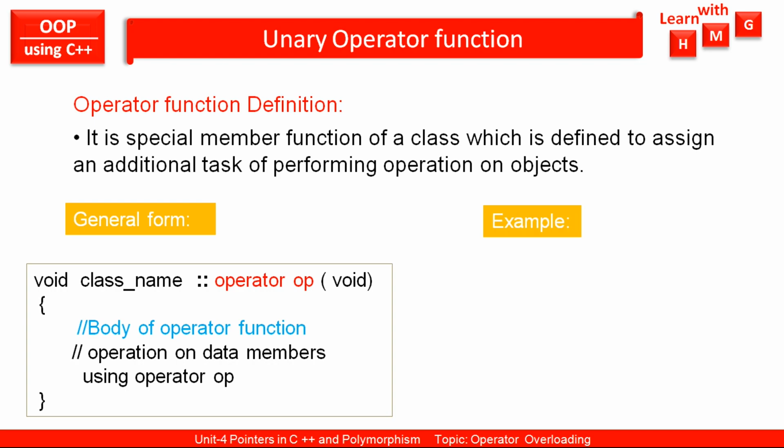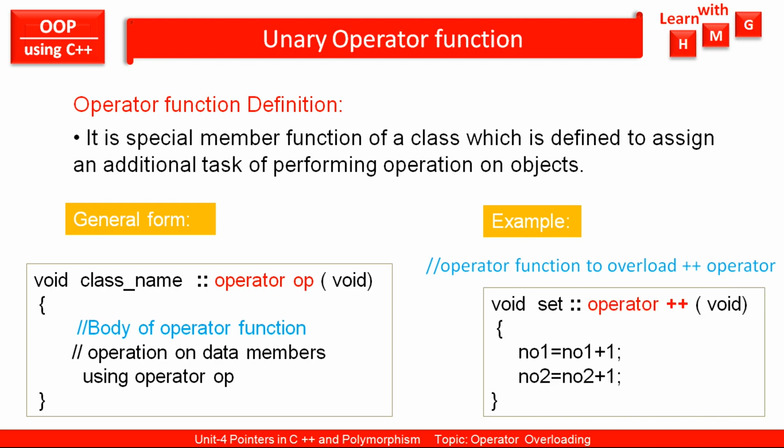So here is the example. I am writing the operator function to overload the increment operator, that is the plus plus operator. So this is my operator function definition as per the syntax that we have studied. The return type is void, set is my class, and it is the operator op. Op means here increment, so you have to write the plus plus symbol: operator plus plus. So the name of the function is operator plus plus. This function is a member of the set class. This function does not return any value, that is, a void function, and this function does not accept any argument, that is, void arguments.